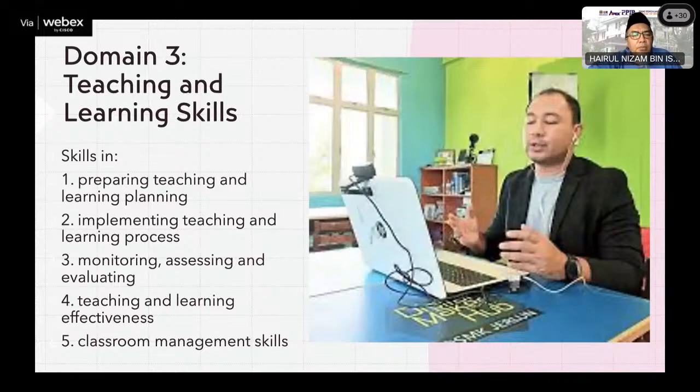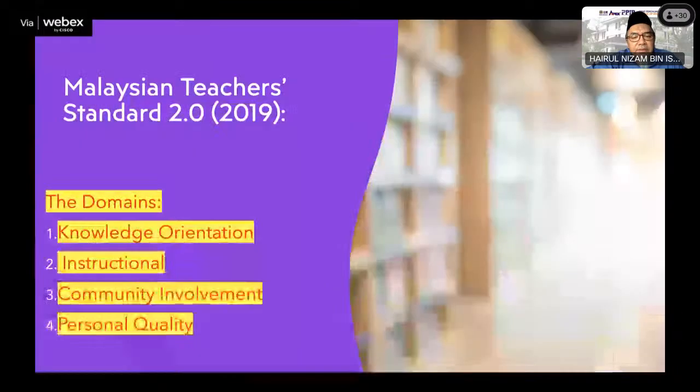As for the last domain within this first standard, teaching and learning skills, there are four different skills, as you can see in the slide: preparing teaching and learning planning, implementing teaching and learning processes, monitoring, assessing, and evaluating teaching and learning effectiveness, and classroom management. So it really is challenging. It demands a lot from teachers to be able to develop all this competency in their profession.